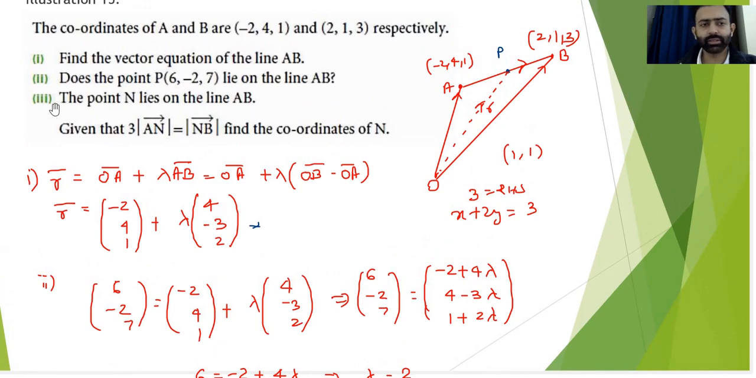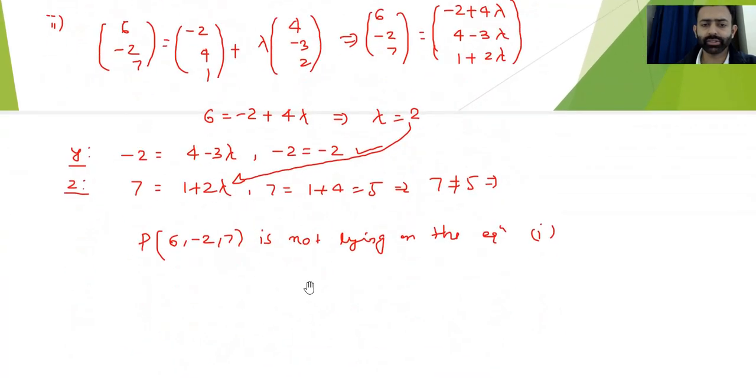Okay. Now the third part says the point N lies on the line AB. It is given that N is lying on AB. That means for some lambda all the three coordinates x, y and z must be equal. And it is given that 3 times AN is equal to NB, and we have to find out the coordinates of N. Right? So let us again sketch this curve.